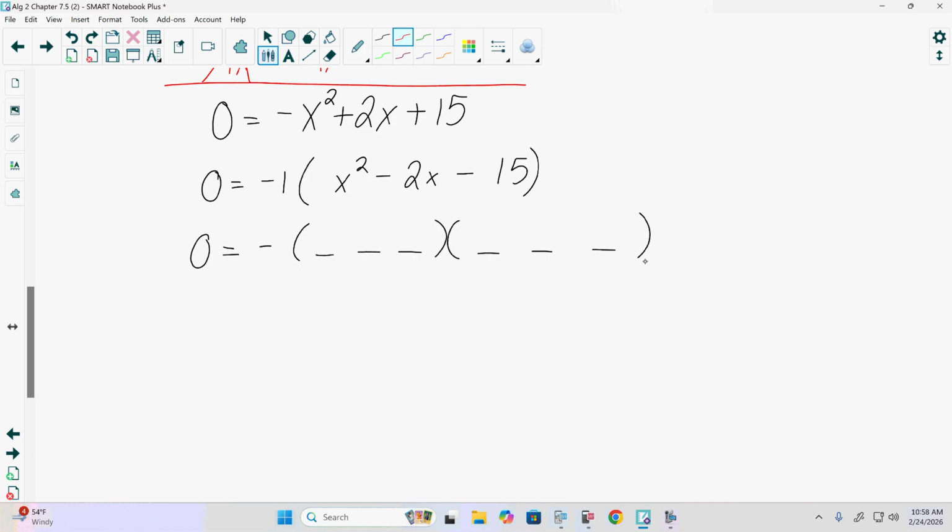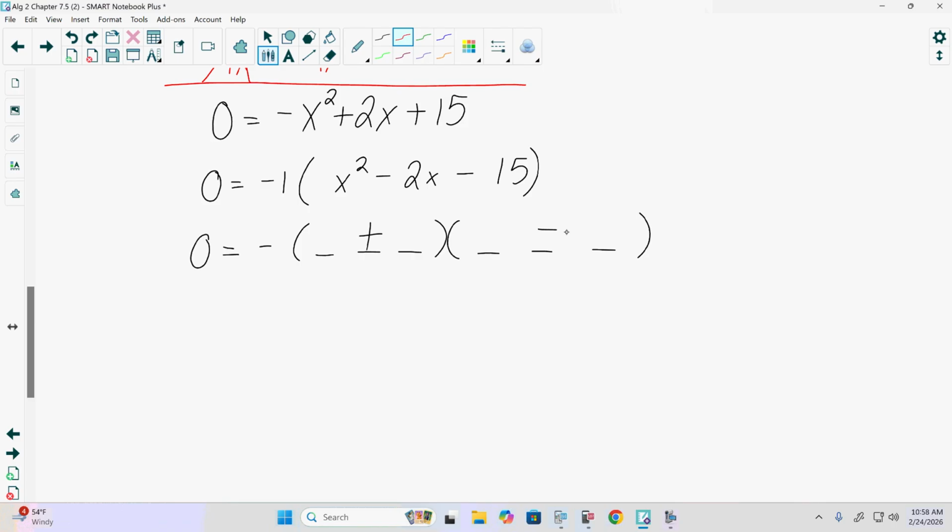Because by factoring that negative out, we're now looking at x squared minus 2x minus 15. We like that a little bit better than our negative x squared plus 2x plus 15. If the sign of the third term is negative, the signs are opposite. One's going to be positive, one's going to be negative. If that third term is positive, the signs are the same and match the sign of the middle term.